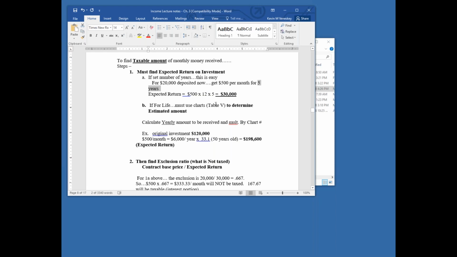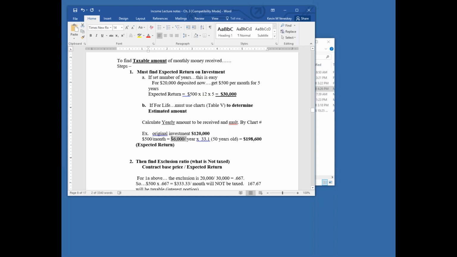We have to use the tables, and what they're designed to do is tell you, on average, how much longer this person could possibly be expected to live. And that's how we want to determine how long they're going to be receiving payments. So I have an example here. If I put in $120,000 and I'm going to receive $500 a month every month until I die, how much money should I expect to receive?